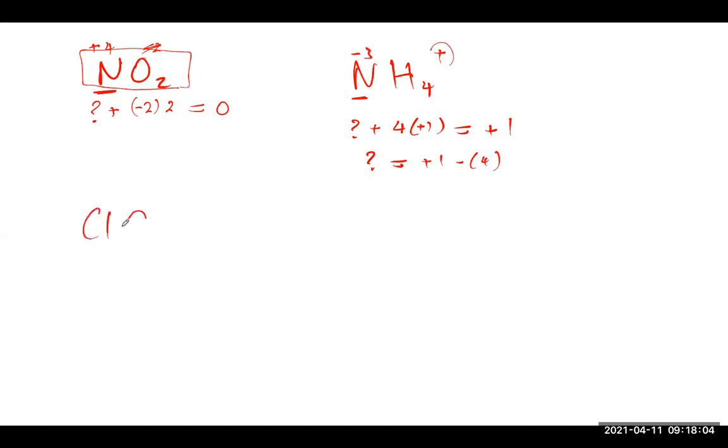Let's take ClO4-. Here we have chlorine, which is unknown, and we have 4 oxygen, and each of them is -2. This should be equal to -1, which is the charge of the ion here. So it means that the chlorine will be +7. And so on. You only need to use these rules to determine the oxidation number for each element.